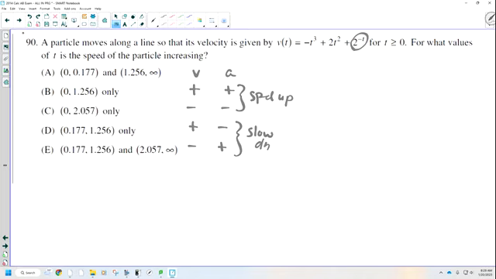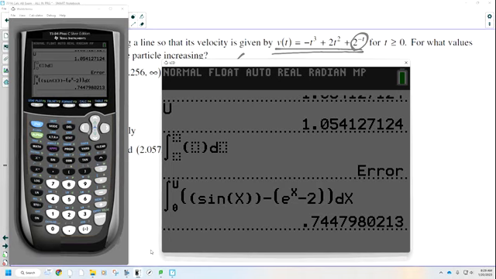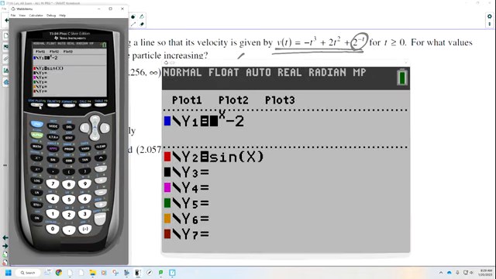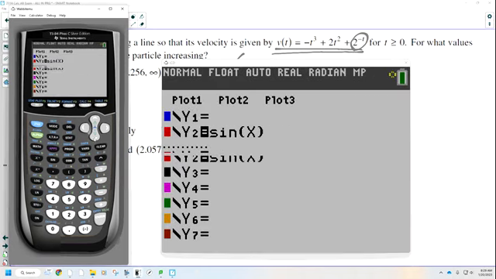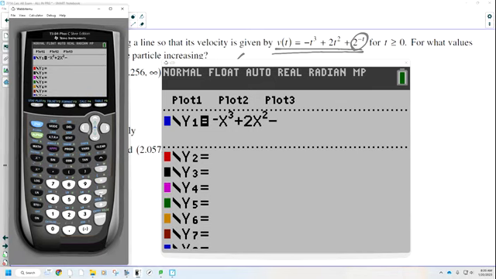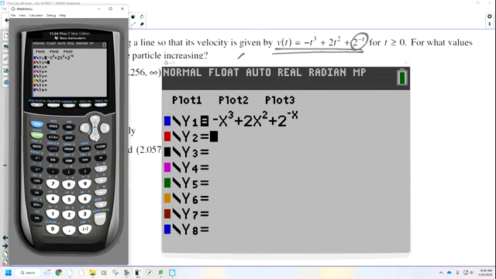It just says t greater than or equal to 0. That's fine. And let's clear this out. Go to y equals. Clear, clear. And we got negative x cubed, plus 2x squared, plus 2 raised to the negative x. Now, I suppose if you had a difficult one, no, we'd still have to do it that way. Never mind what I suppose.